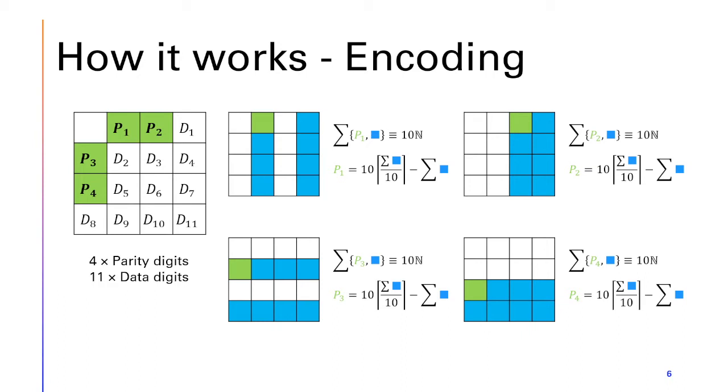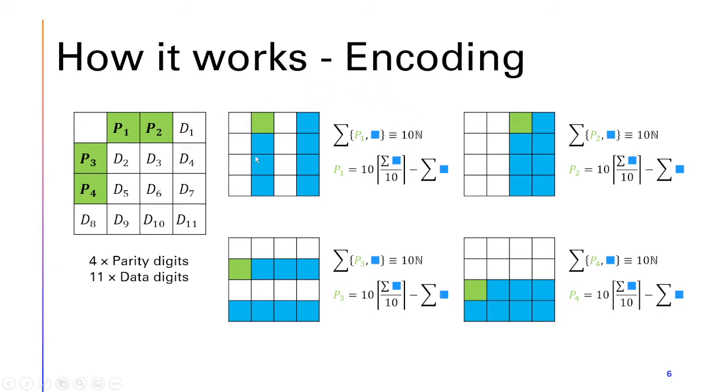Before you send the information off, you first need to encode the information. The way to do this is pretty simple. As you see on the left, in this grid, there are 4 parity digits, P1 through to P4, and there are 11 data digits, D1 through to D11. Let's first look at this example.